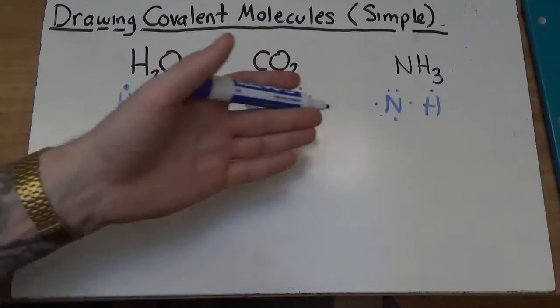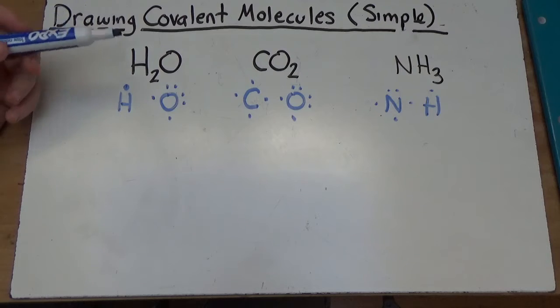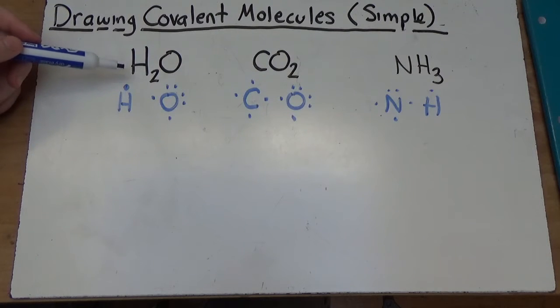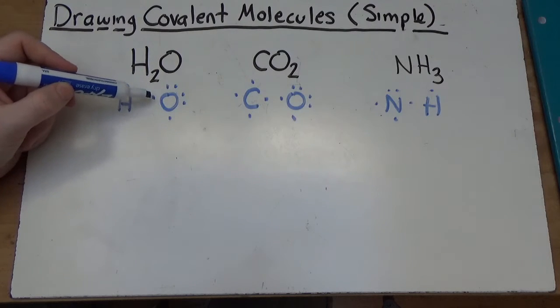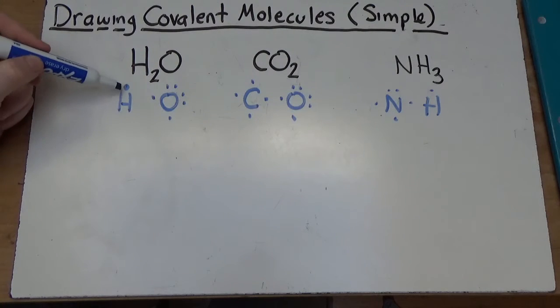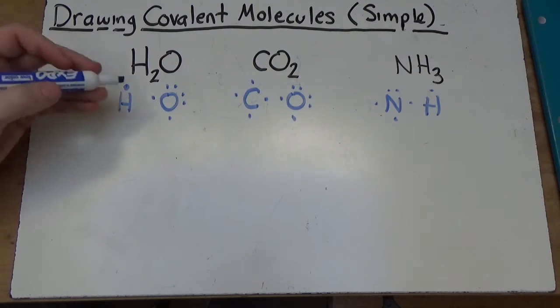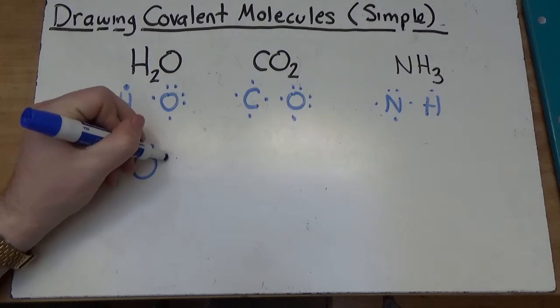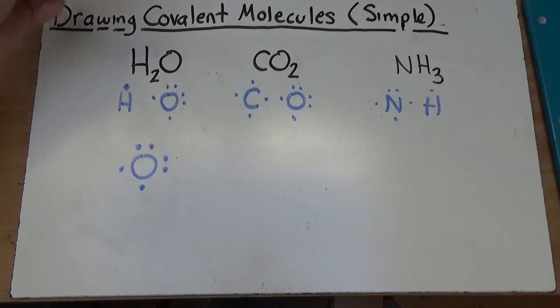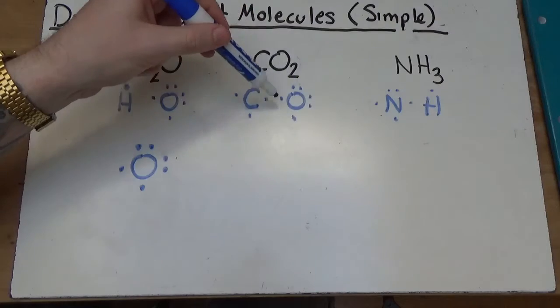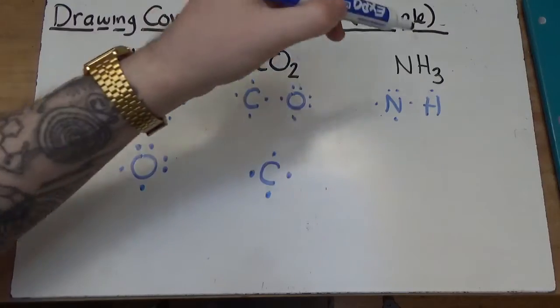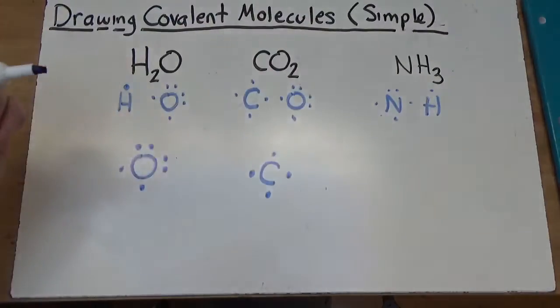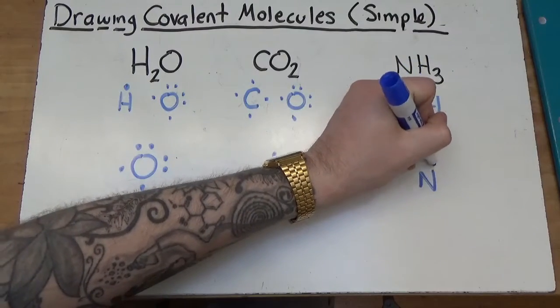Once we know what all of the elements look like in their neutral Lewis dot, we have to spot the element in each compound that has the greatest number of unpaired electrons. So, electrons in a Lewis dot diagram that are by themselves. H has 1, O has 2. So in water, O is going to go in the middle. Carbon has 4, oxygen has 2, so carbon is going to go in the middle. Nitrogen has 3, hydrogen has 1, nitrogen goes in the middle.